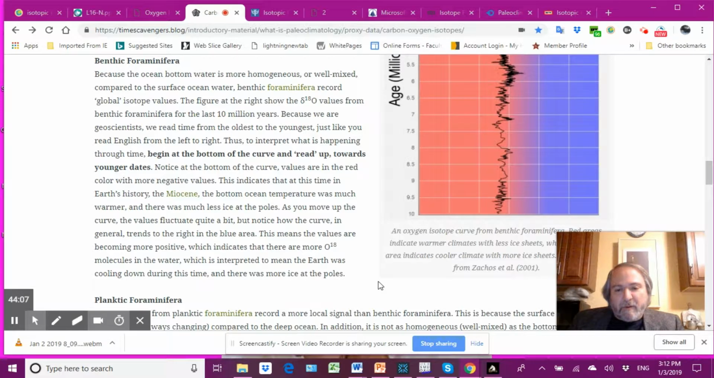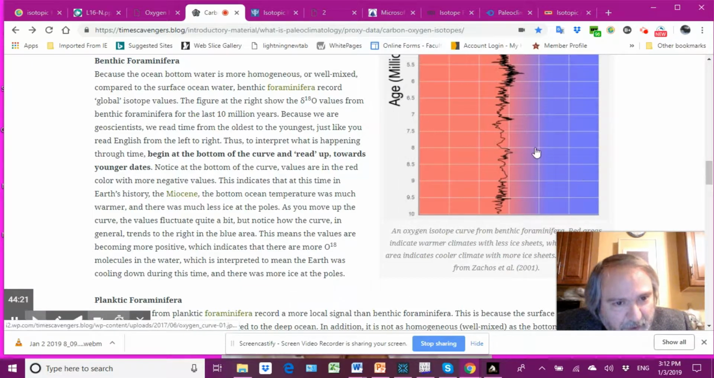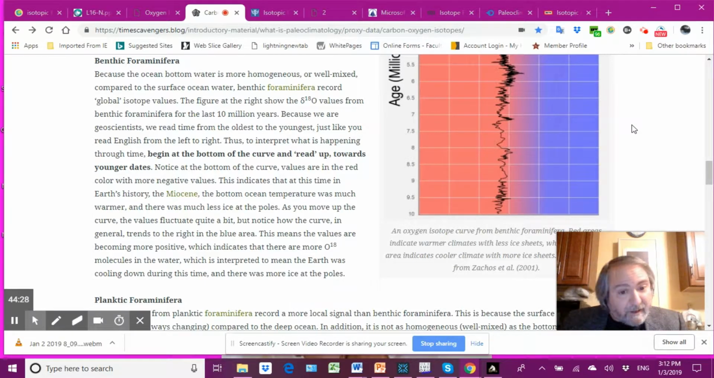Remember, if the delta 18O is increasing in the water, we should see a corresponding decrease in the delta 18O in the ice cores. This is looking at the water. And the forams are incorporating the oxygen into their shell, which is a reflection of the environment they were in. And if there's more 18O in the shells, the Earth was in a cooler time period.